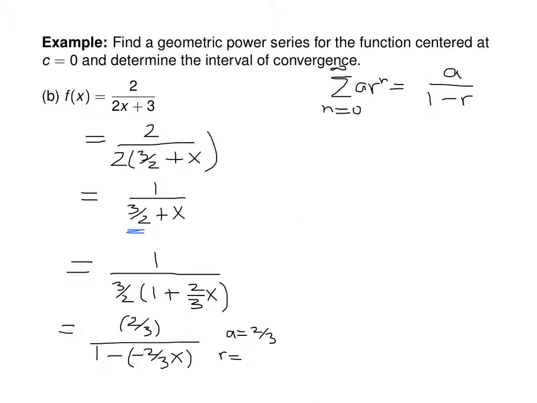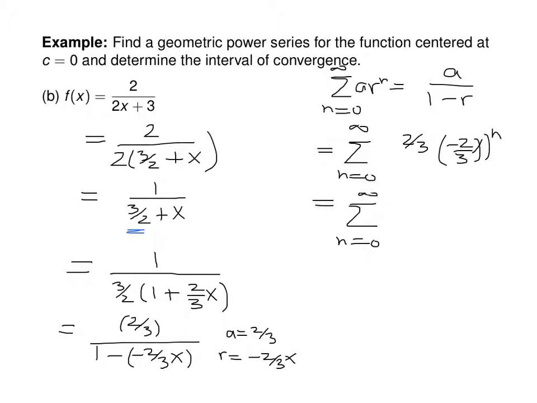equaling -2/3 x. So the sum will equal a sum from n equals 0 to infinity, 2/3 multiplied by -2/3 x to the n power, which is the same thing as the sum from n equals 0 to infinity, let's say -1 to the n, 2/3 will be to the n plus first, and x to the n.